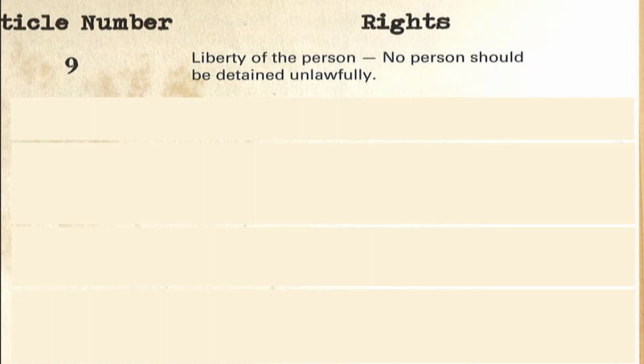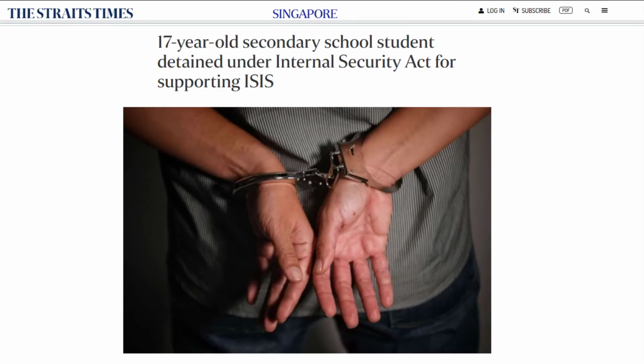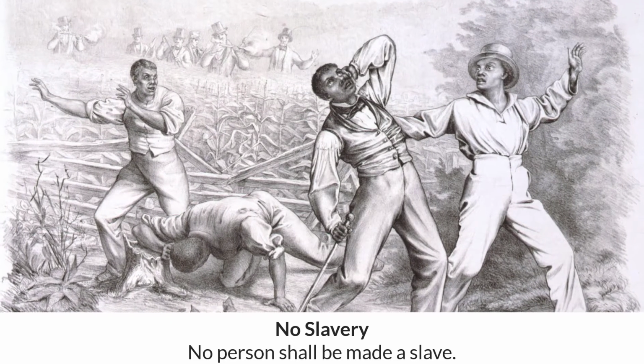Number 9, we have the liberty of a person. No person should be unlawfully detained. They should be detained for a reason when they breach the law. Number 10, slavery and forced labor prohibited. No person shall be made a slave, and so each is a free person.